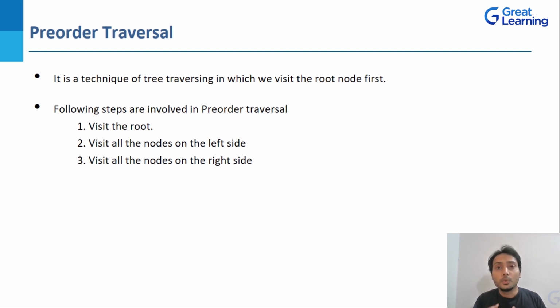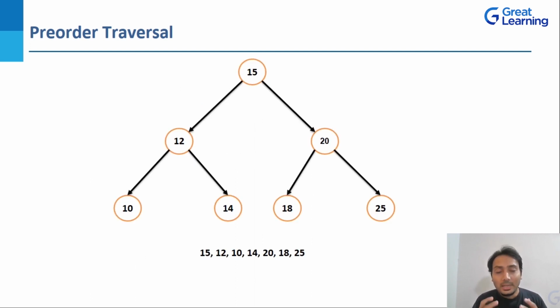What are the different uses and applications of pre-order traversal when you apply it on a tree, a binary tree, or a binary search tree? Let's try to understand these with an example. But before that, let us try to understand how this pre-order traversal works. Let me take this example. With this example, you'll easily understand how pre-order traversal can be performed on a tree.